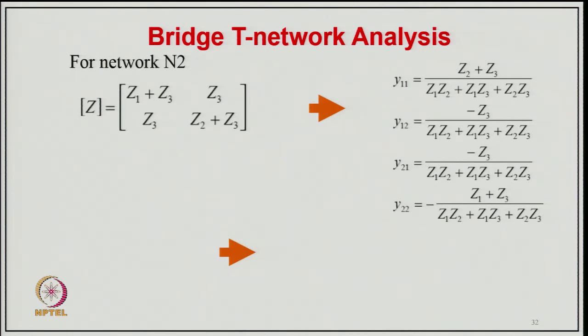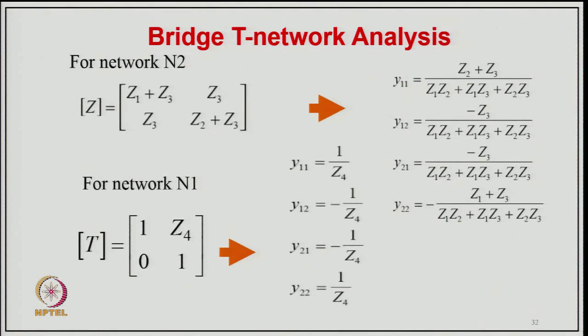So, we can find the bridge T network admittance parameters: y11 equals (Z2 plus Z3) divided by (Z1 Z2 plus Z1 Z3 plus Z2 Z3), and y12 equals minus Z3 divided by (Z1 Z2 plus Z1 Z3 plus Z2 Z3). Similarly, y21 is minus Z3 divided by (Z1 Z2 plus Z1 Z3 plus Z2 Z3), and y22 is (Z1 plus Z3) divided by (Z1 Z2 plus Z1 Z3 plus Z2 Z3).